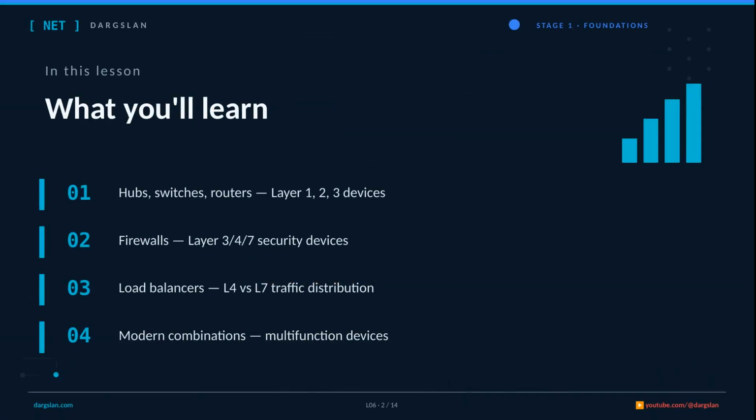Here's the path we'll take together. First, we'll start at the foundation with hubs, switches, and routers, the classic trio that lives at layers 1, 2, and 3. Then we'll move up the stack to firewalls, which make security decisions at layers 3, 4, and even 7. After that, load balancers, where we'll compare layer 4 versus layer 7 traffic distribution. And finally, we'll look at how modern hardware blends all of these roles into single multifunction devices.